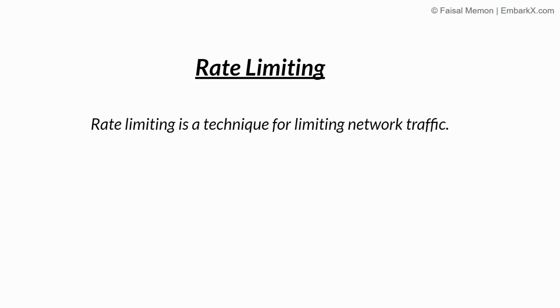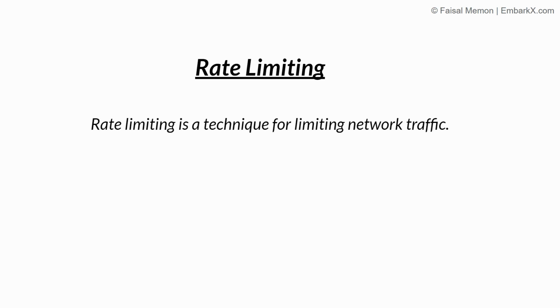Now, an example would be an API that might have a limit of 1000 requests per hour. And if you exceed this rate, the server would return a response with a status code of 429, which stands for too many requests.